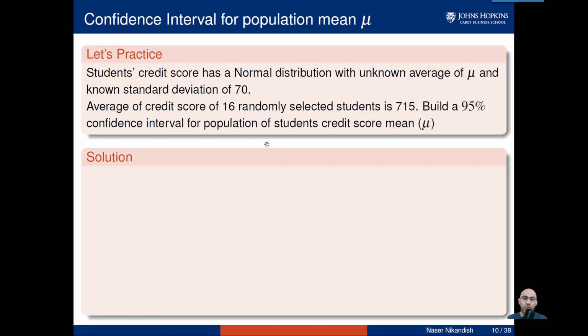I'm going to pause here and record another one. This is a practice problem for you. Go ahead and try to solve it. We will solve it in class together.